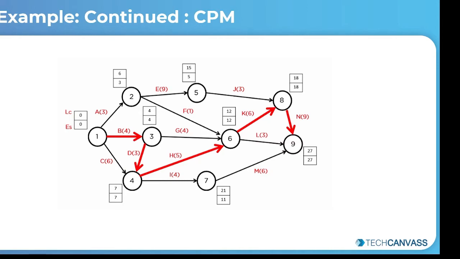So by doing forward pass and backward pass and calculating LC and ES, we have figured out a critical path for a particular project. As you can see on the screen, the critical path here starts from node 1, goes to node 3, then to 4, then to 6, then to 8, and then to 9. So this is how we figure out the critical path of a project.